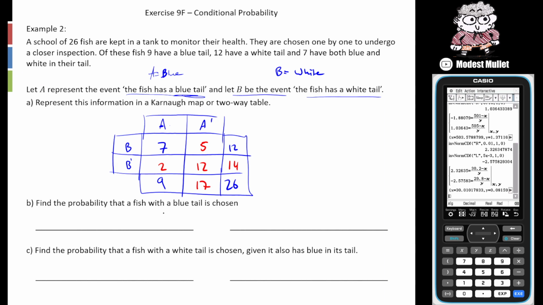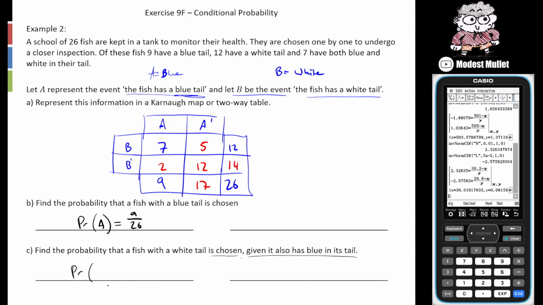Cool. Find the probability that a fish with a blue tail is chosen. So probability blue is A. So probability blue would be 9 out of 26. And we'll just leave it again. That normally would simplify, but for sake of brevity. Find the probability that a fish with a white tail is chosen, given it also has blue in its tail.